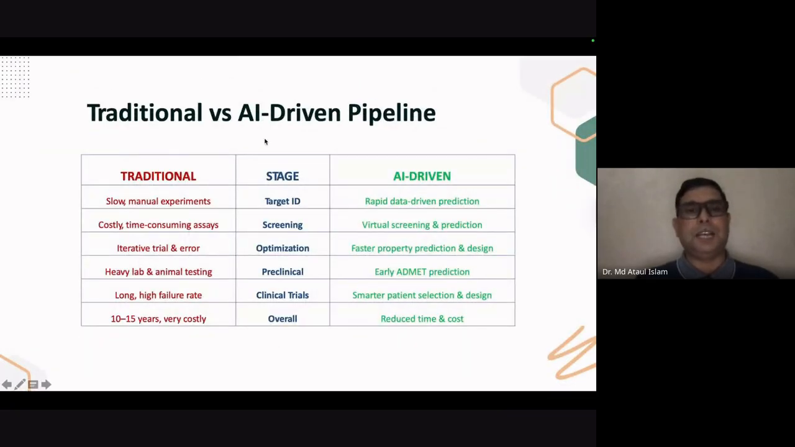So definitely, for target identification, the traditional approach is slow and manual experiments are required. But when you implement an AI-based approach, it speeds up the prediction. Similarly, virtual screening also reduces the time, and you can explore a large chemical space to screen the molecules. The optimization stage is also faster. And in the preclinical stage, like pharmacokinetics and so on, you can use artificial intelligence. Overall, it reduces the time and cost.